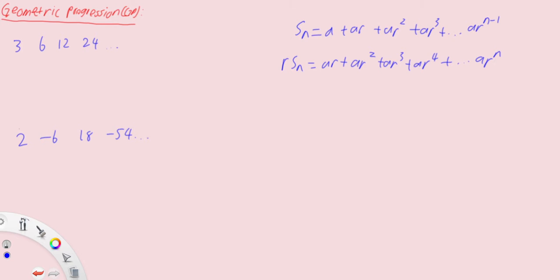What do you notice? If I take rSn minus Sn, what I notice is basically a cancellation of terms, right? This minus this, this minus this, and so on and so forth, until I'll get ar^n minus a. Then I simplify, right? I get Sn equals to (ar^n minus a) over (r minus 1), and therefore get a(r^n minus 1) over (r minus 1).